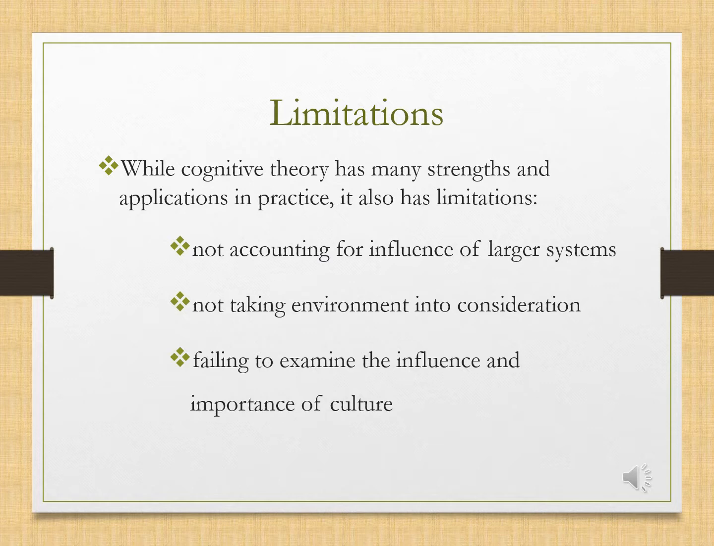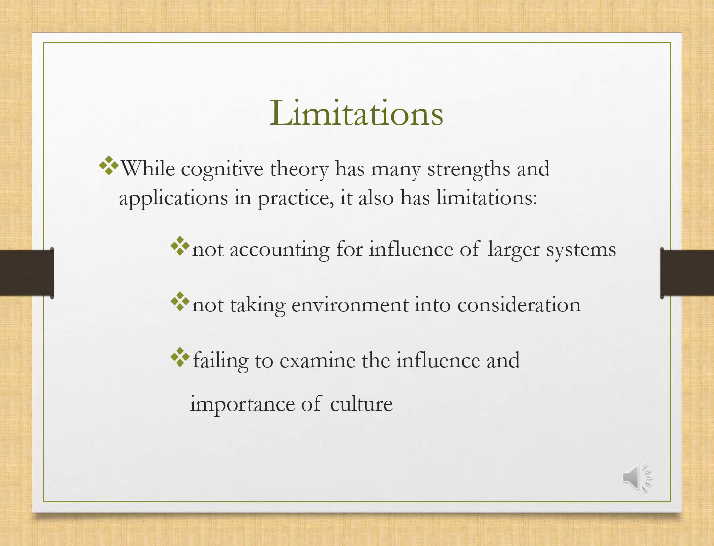So we've had a chance to explore some of the strengths and application practices for cognitive theory, but I think it's time now to review some of those limitations. While cognitive theory has many strengths and applications in practice, it also has limitations that need to be understood and reviewed. Cognitive theory is extremely useful in micro practice, especially in a one-on-one setting, as it helps the practitioner understand how and why a person may function the way that they do. This, however, does not exactly translate well to larger systems.